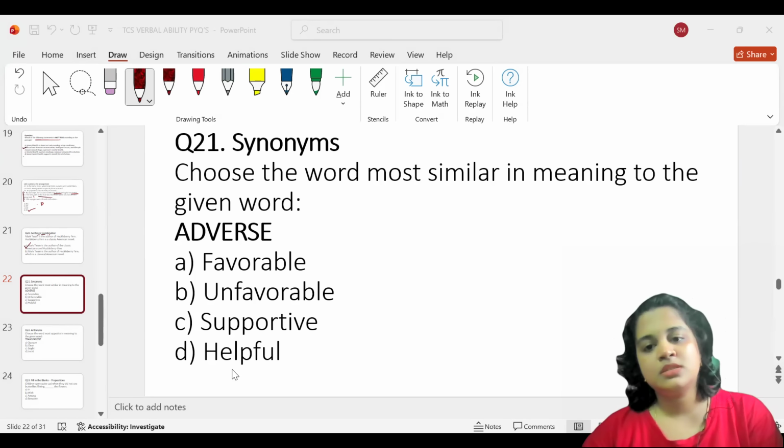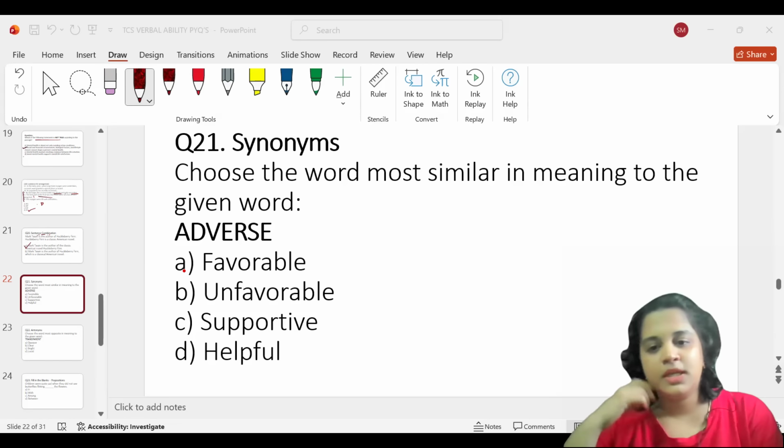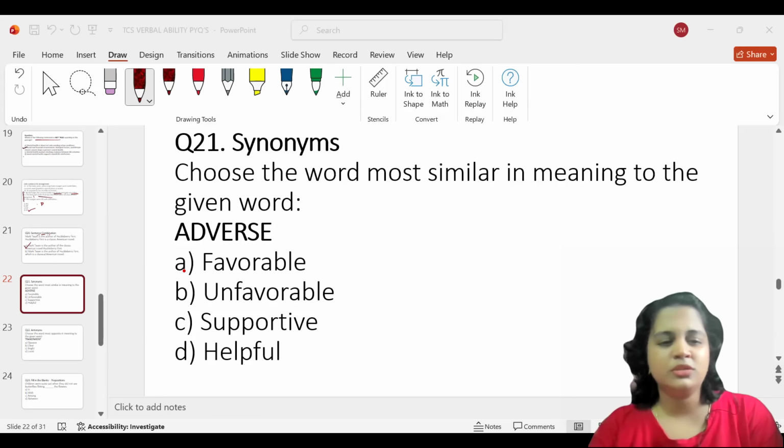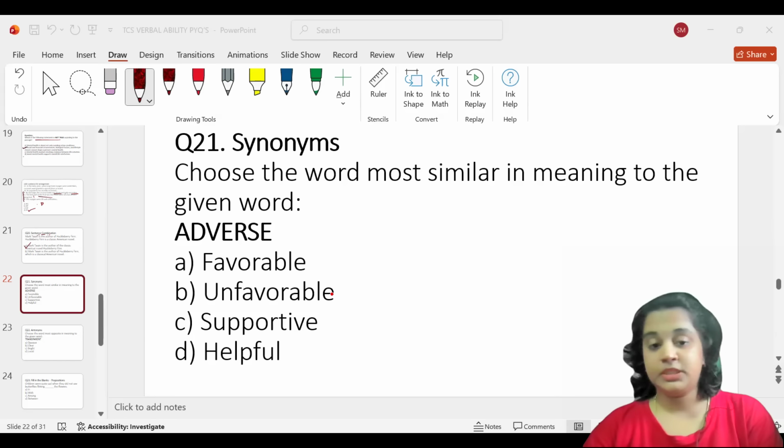Adverse means different. It's kind of detrimental or hostile. It points towards something that is not in your favor. So it's definitely not supportive or helpful. And if it's not supportive, it's not favorable either. So it has to be unfavorable.